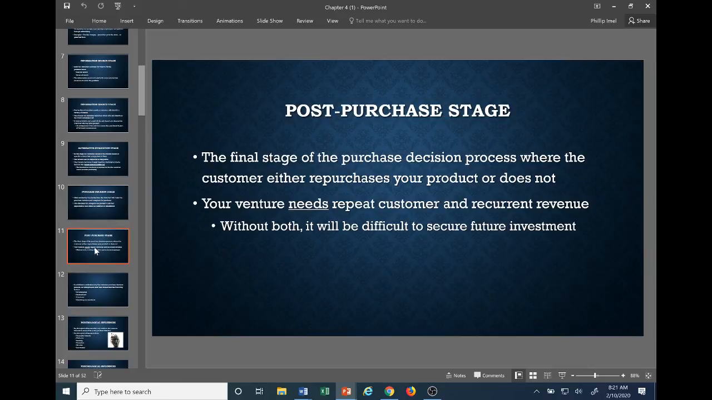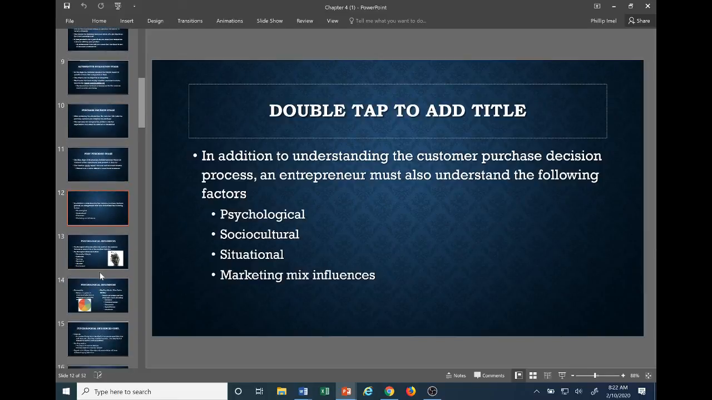Your venture needs repeat customers and recurrent revenue. Without both, it will be more difficult to secure future investment. So these investors want to actually see that you're going to have recurring revenue, because they know that if you're only going to make one sale and that's it, you're not going to be servicing your product or service, or you're not going to get any repeats, then ultimately it's going to be hard for you to have a nice revenue stream, and your business model is not really that efficient or that feasible. So we definitely want to make sure that the customer is satisfied.